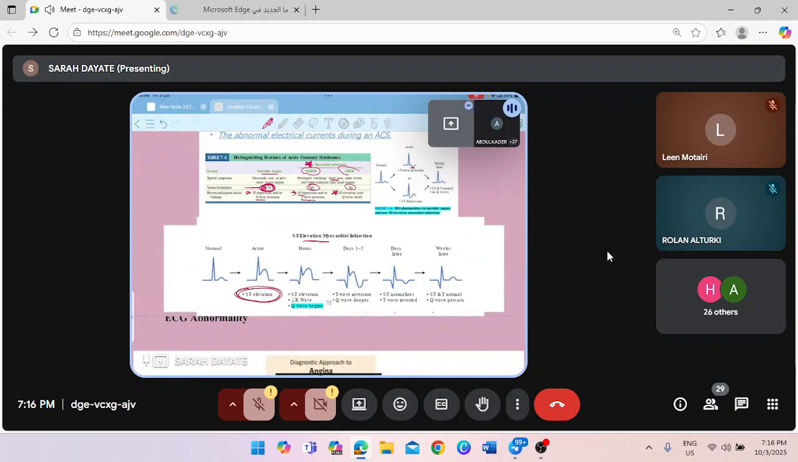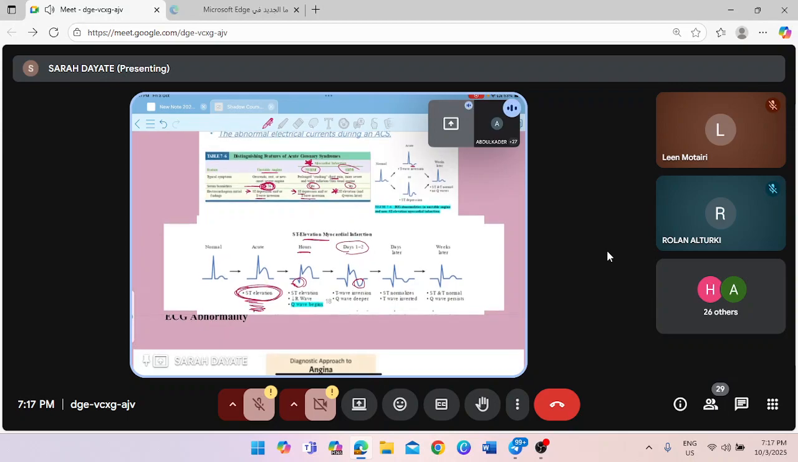So acutely, when it first starts, there is an elevation. But after hours, as you can see, the Q wave will start to appear. This is the Q wave. And then the T wave is inverted after 1 to 2 days. It's important to know the timing, because you might get a question related to it. So the T wave is inverted at 1 to 2 days and the Q wave goes deeper. After days, the ST will normalize and the T wave is still inverted, but weeks later, the ST and T are normalized, but the Q wave persists.